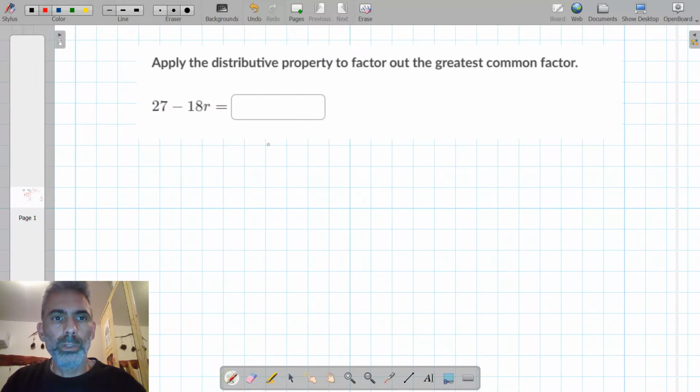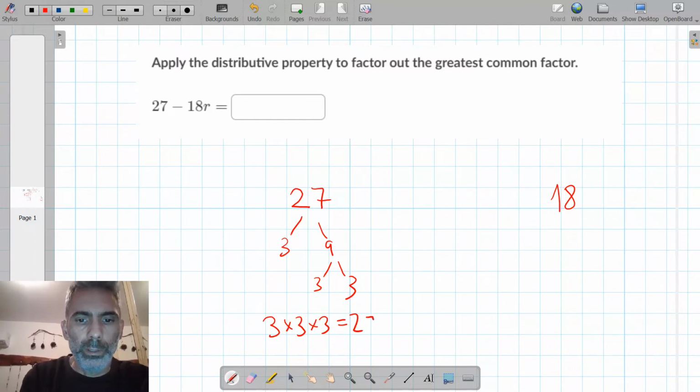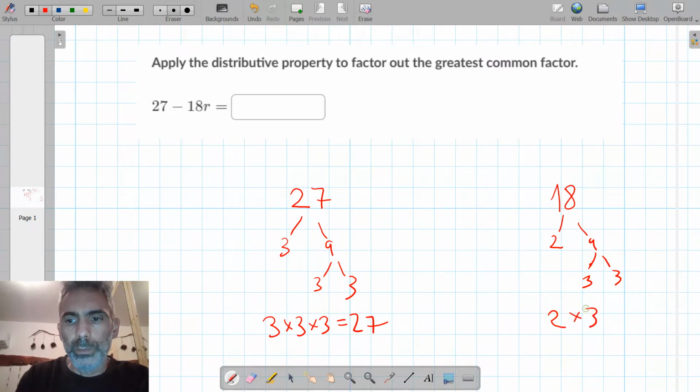Apply the distributive property to factor out the greatest common factor. Okay, so the greatest common factor of 27 and 18: 27 is 3 times 9, 9 is 3 times 3, so 3 times 3 times 3 is 27, and 18 is 2 times 9, 9 is 3 times 3, so 2 times 3 times 3 is 18.